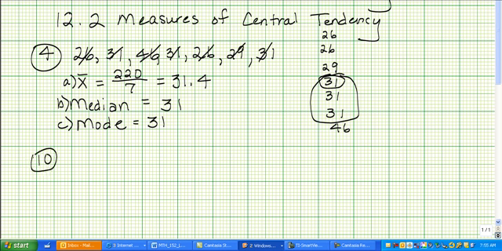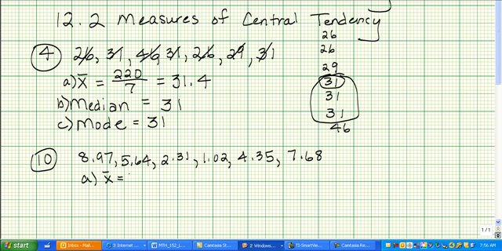We'll do the list with 8.97, 5.64, 2.31, 1.02, 4.35, and 7.68. Okay, so again, we want to start with the mean. So we're going to add these values up and divide by the number of values.